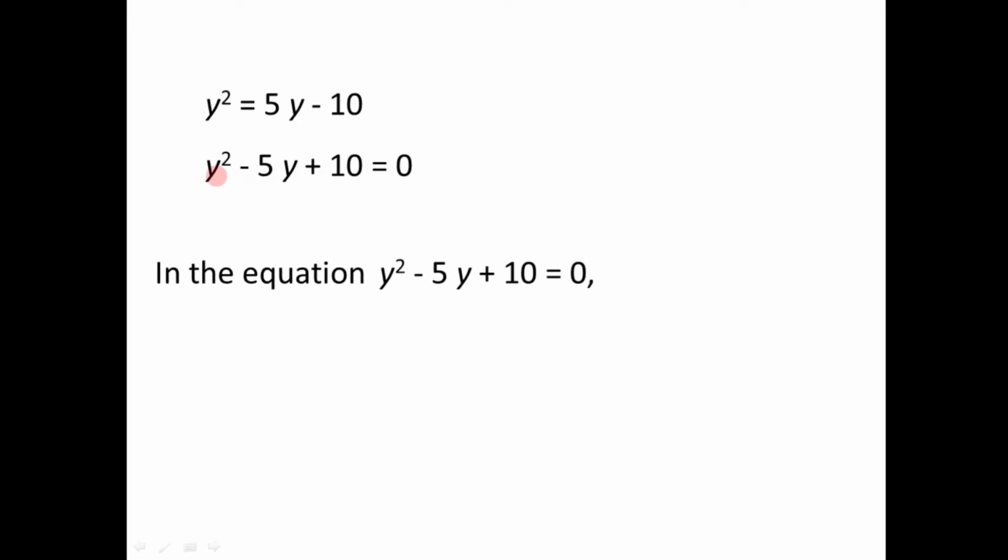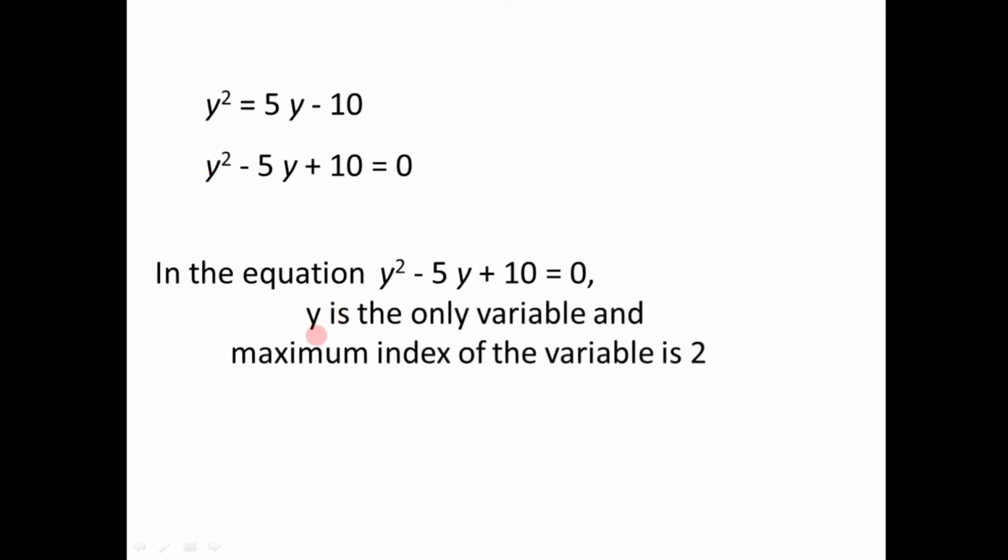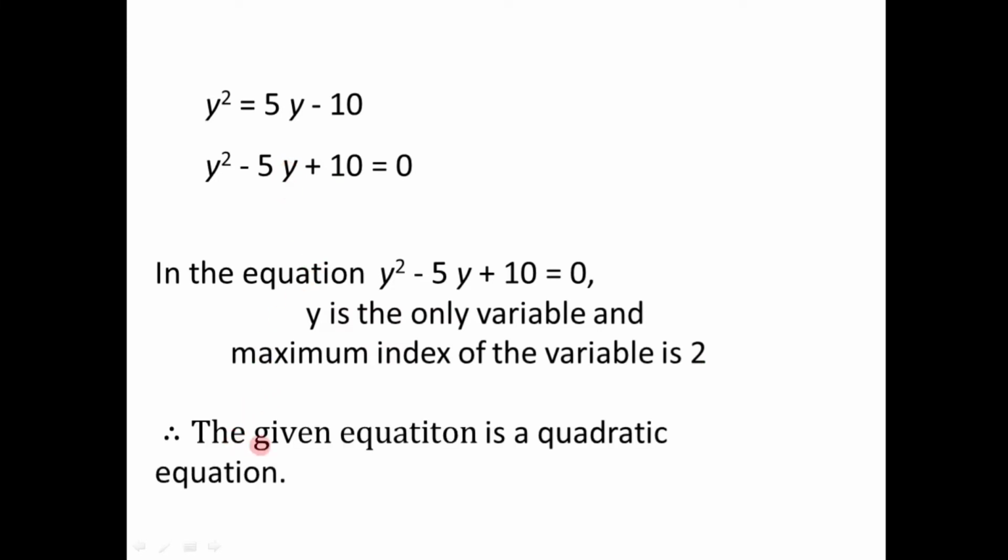Let's have another example. Y square is equal to 5y minus 10. If we take 5y and minus 10 to the left hand side, it will be y square minus 5y plus 10 is equal to 0. In this equation also, the only variable involved is y and its maximum index is 2. That's why the given equation is also a quadratic equation.